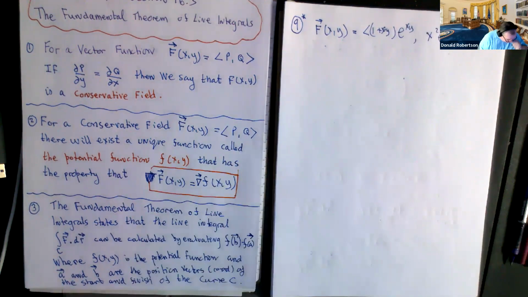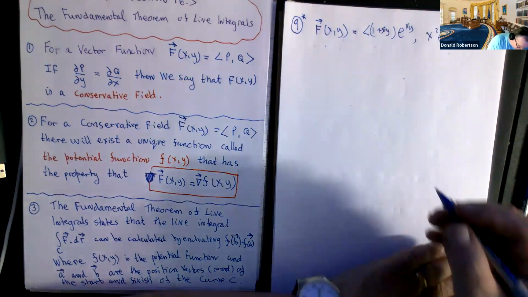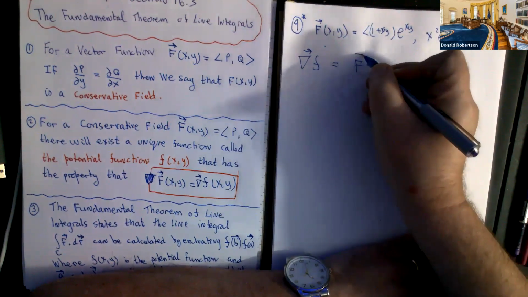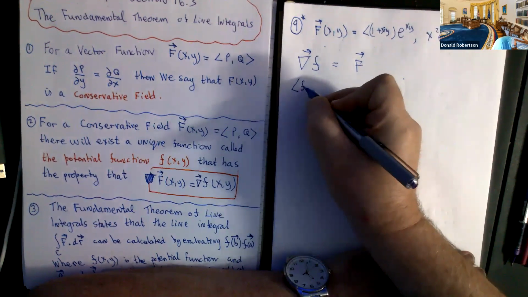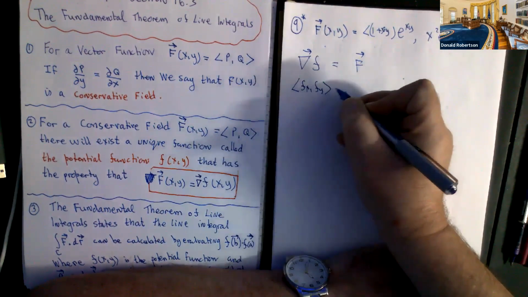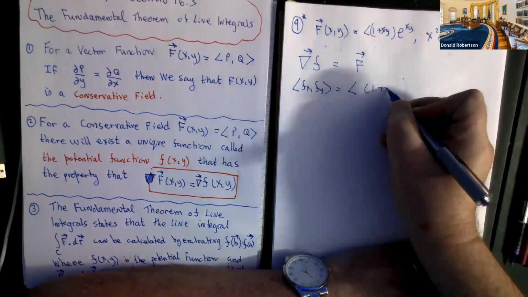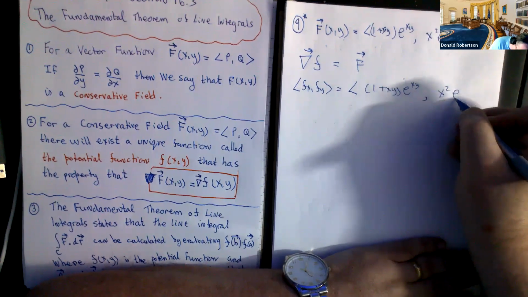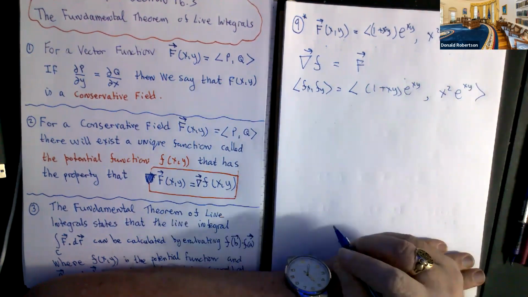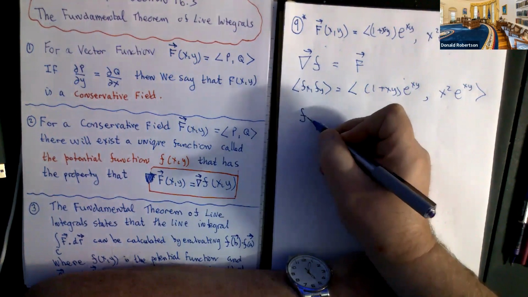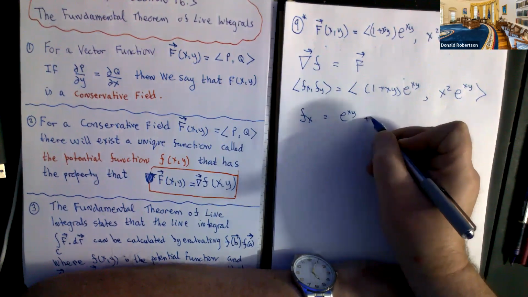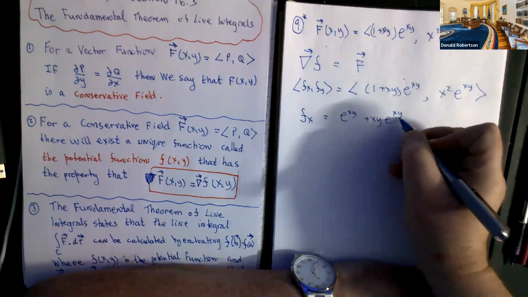Okay. And can we just assume that I've checked it and it is conservative? So that means we can now find the potential function using that property. So this guy is equal to (1 plus xy) e to the xy, comma, x squared e to the xy. Well, if I match the first one up, and while I'm at it, I'll multiply it through, we get that guy.